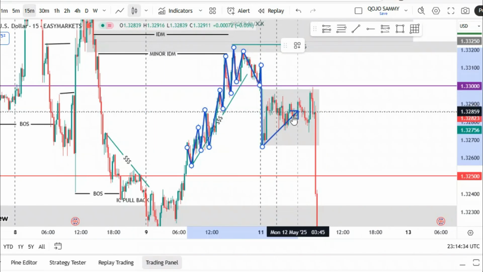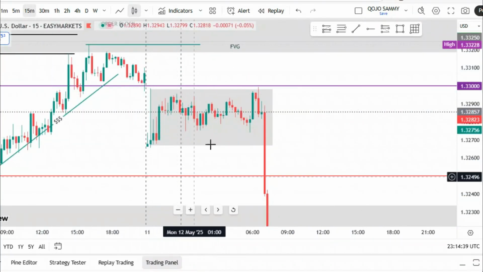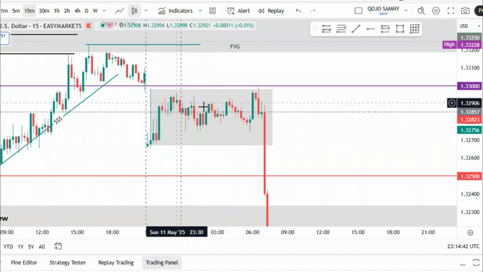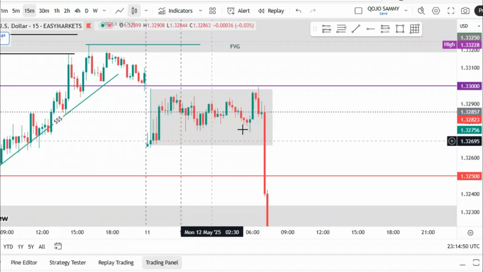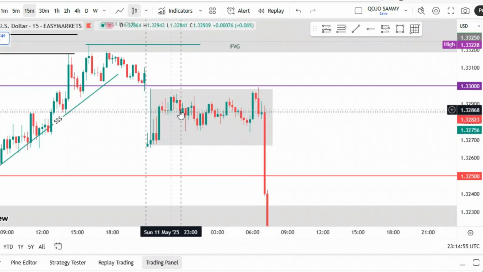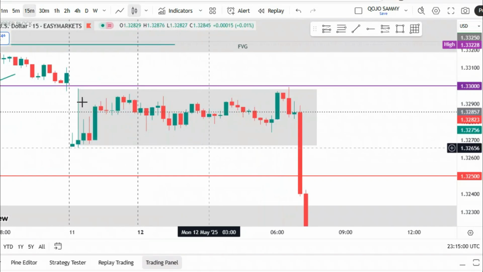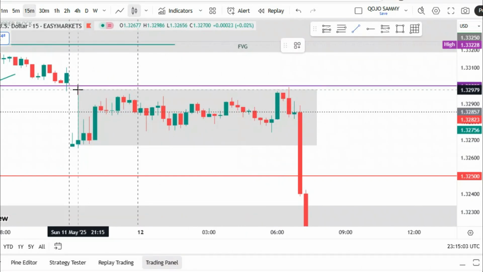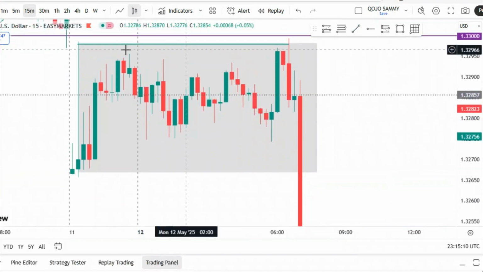So after that, Monday morning, we thought price was just going to continue shifting downwards, but it started accumulating money. So from somewhere around 9, 10 o'clock till Monday morning 6 p.m., price was just trading sideways. And then all of a sudden, what happened? Price swept the previous resistance level's high, and this is what we call the liquidity sweep.